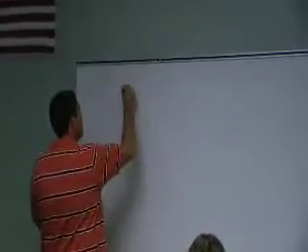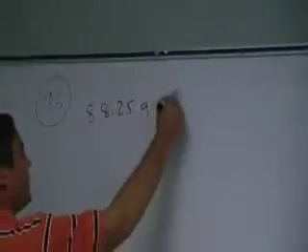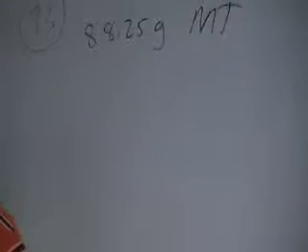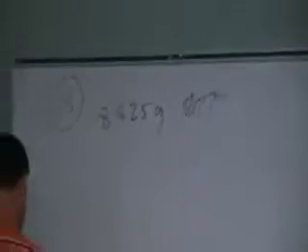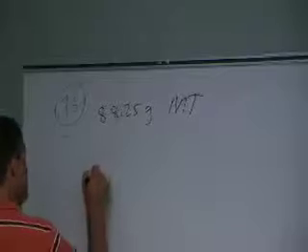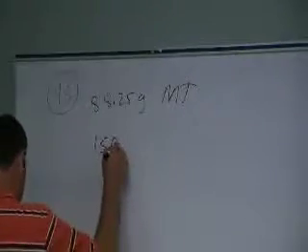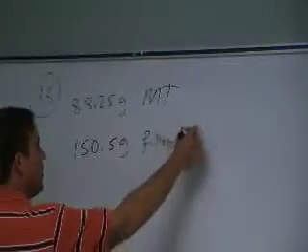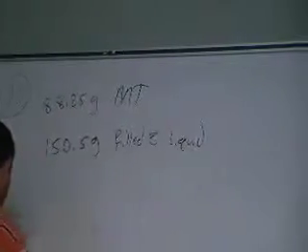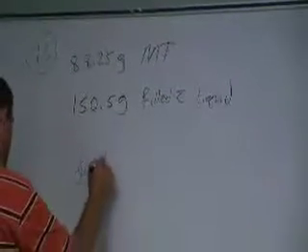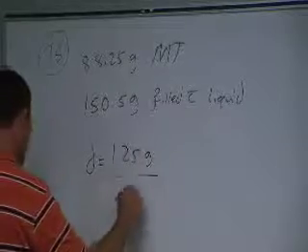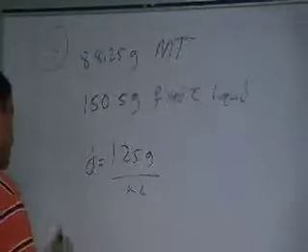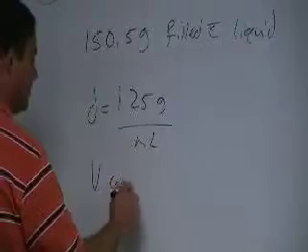88.25 grams. All right, so this right here is an empty container. The mass of the container when filled with a liquid is 150.5 grams. So this right here is filled with a liquid. It says here that the density of that liquid is 1.25 grams per milliliter, and it wants to know what's the volume of the container.